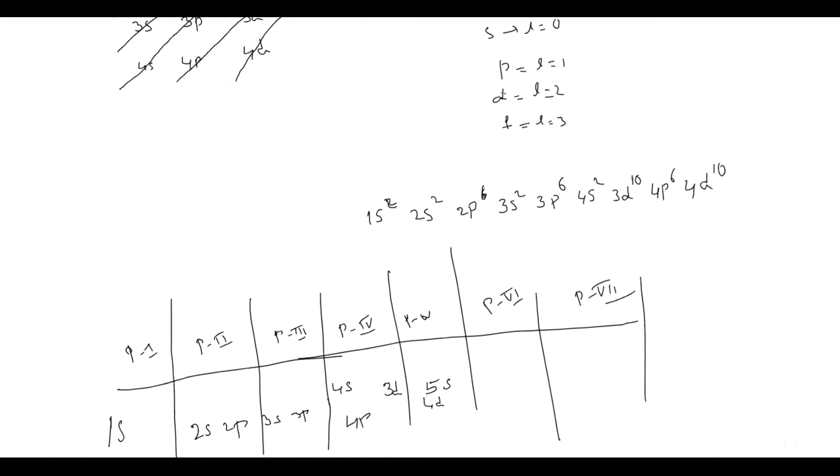Next one is 5s, 4d, 5p. Next one we will take 6s, in period 6 plus 4f, 5d, 6p. Next here it will come. Last one is 5f. In this way, each period is characterized.